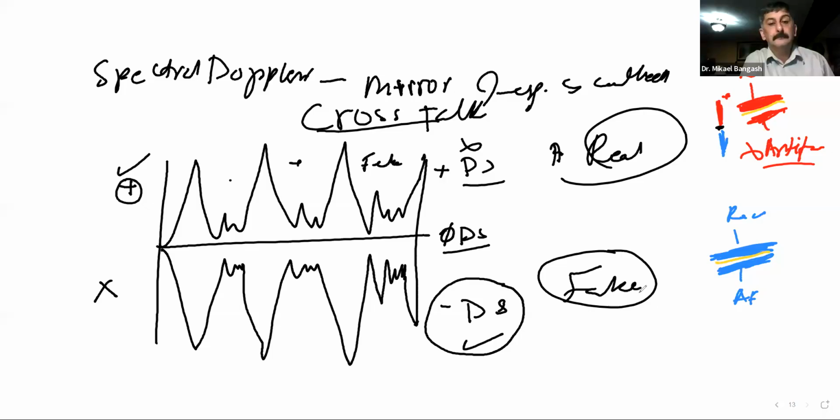Yes. Good. But my question is, how would you be able to say whether you actually had a positive Doppler shift with a fake negative, or an actual negative Doppler shift with a fake positive? Because practically, they look alike, with a slight exception.